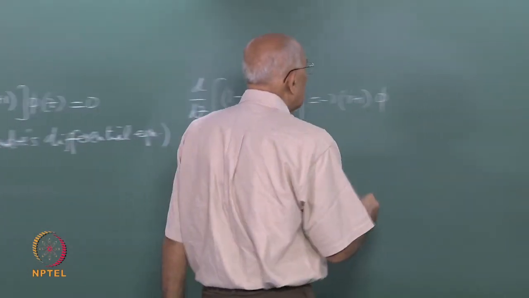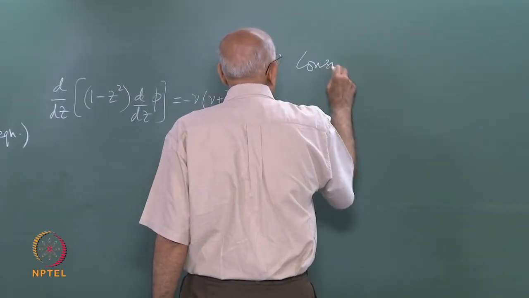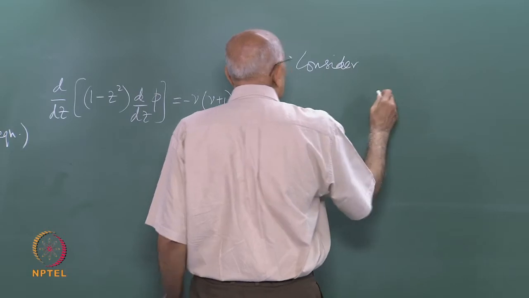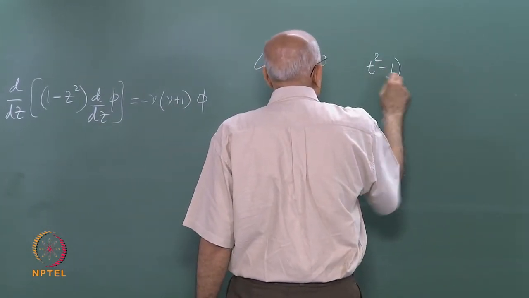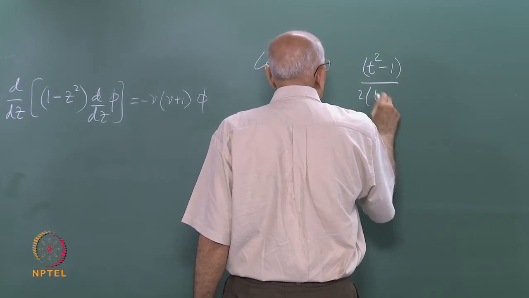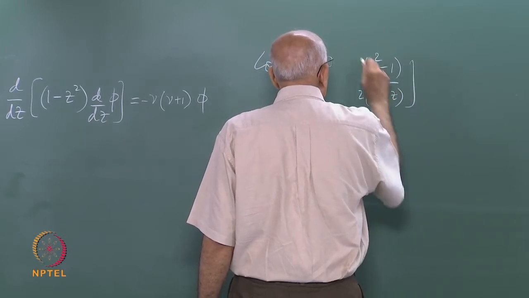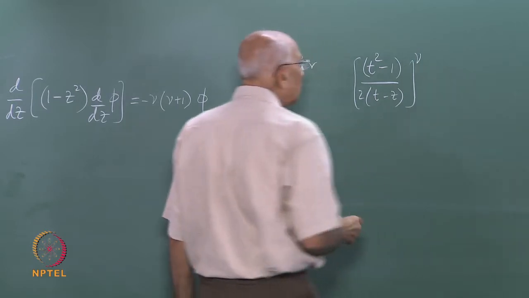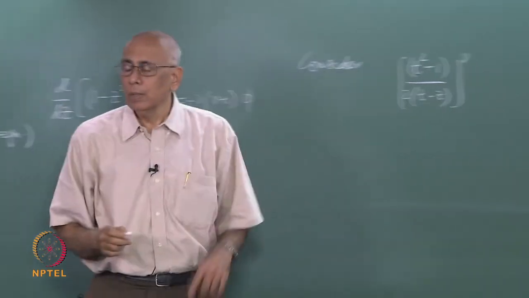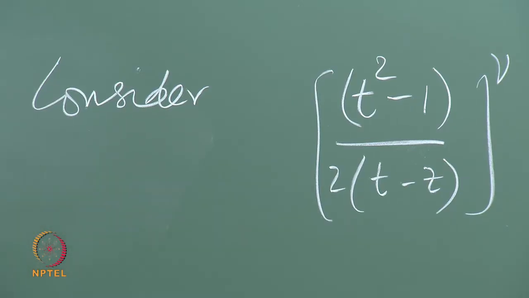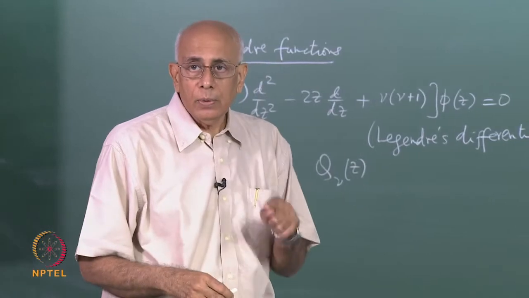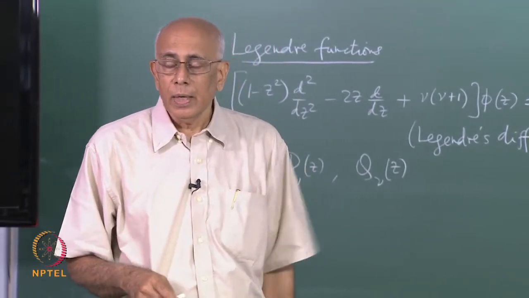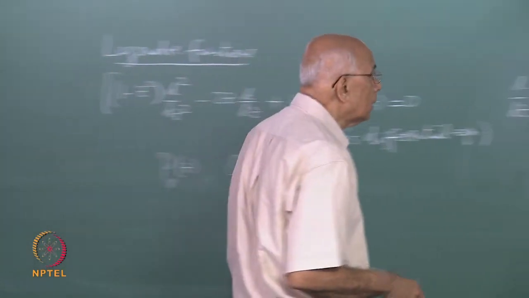Consider, as a function of the complex variable t, (t squared minus 1) over (2 times (t minus z)) to the power nu, as a function of nu, for some arbitrary complex z, for some given z, and nu some complex number. In general, this function has singularities in t, and where are these singularities?